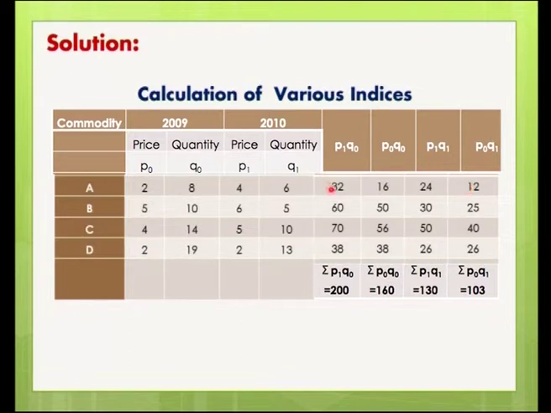So, likewise, all the values in the columns P1 Q naught, P naught Q naught, P1 Q1, P naught Q1 are calculated and then their respective summation values are calculated. That is, summation P1 Q naught is the summation of 32 plus 60 plus 70 plus 38 which gives you 200. Likewise, summation P naught Q naught, summation P1 Q1 and summation P naught Q1, the values are calculated.